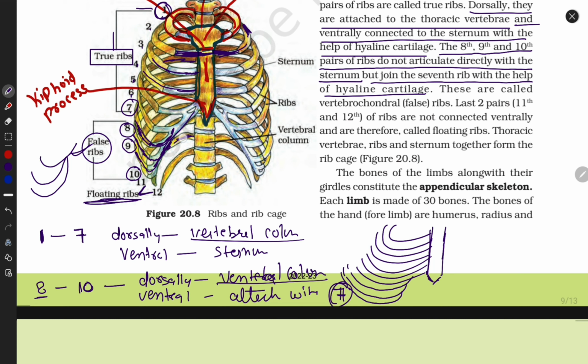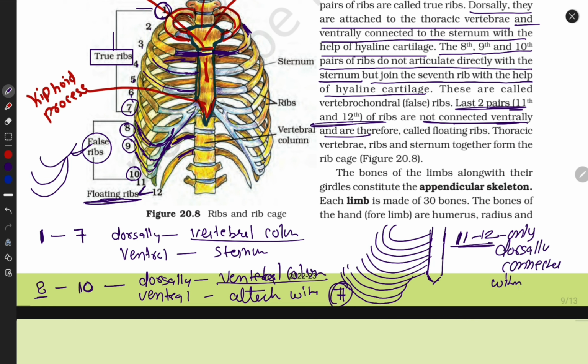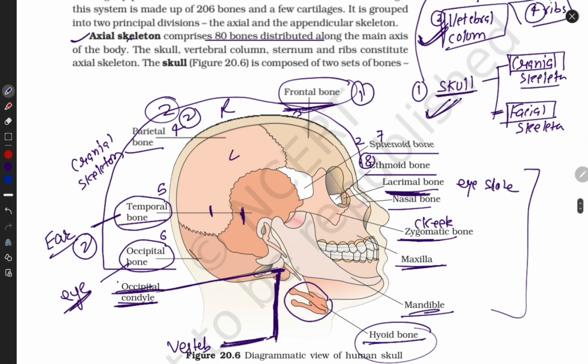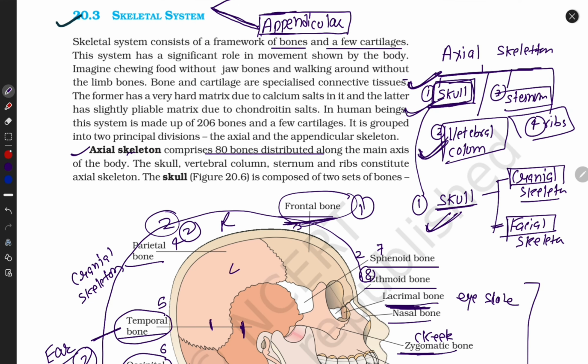They are dorsally attached to the vertebral column but not attached ventrally. So the 11th and 12th, look here, are not connected ventrally, only dorsally connected with the vertebral column but not attached to the sternum on the ventral side. So this is all about ribs. Today we completed the skull, the vertebral column, the sternum, and ribs. Now we have completed the axial skeleton.